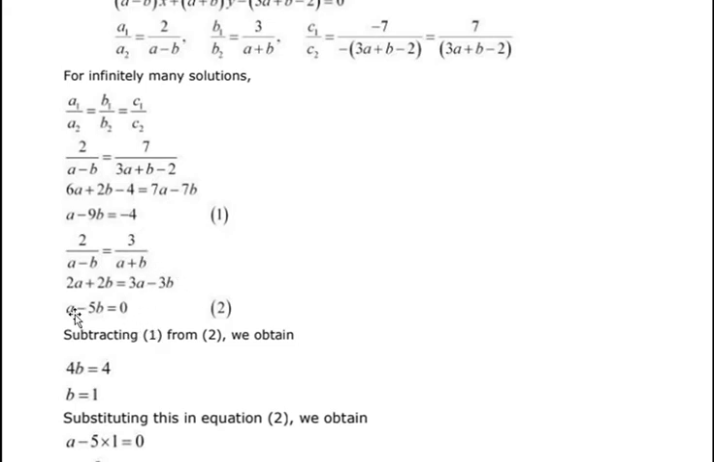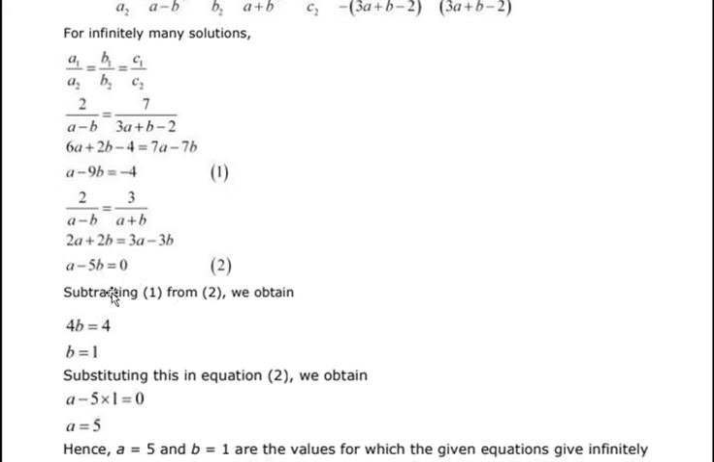So thus we are getting this equation number 2. Now we can see that A minus 9B equals minus 4 and A minus 5B equals 0. Now by subtracting, you can see A is the same in both. If we add, A and A will not be eliminated. Adding will not work.